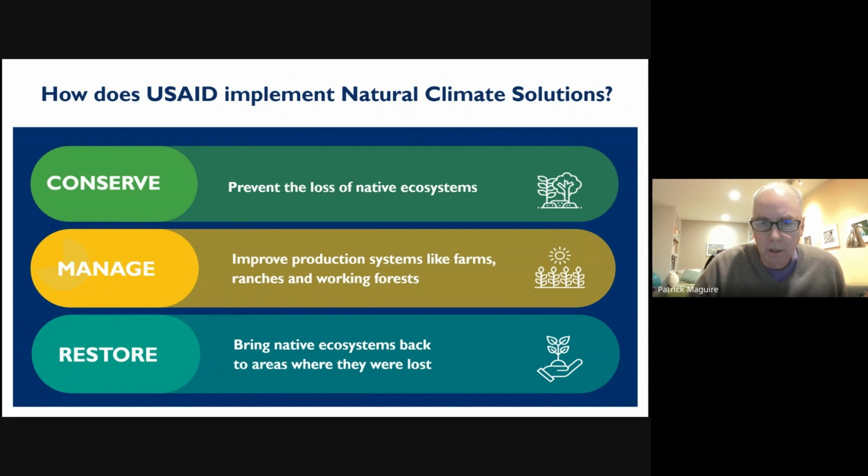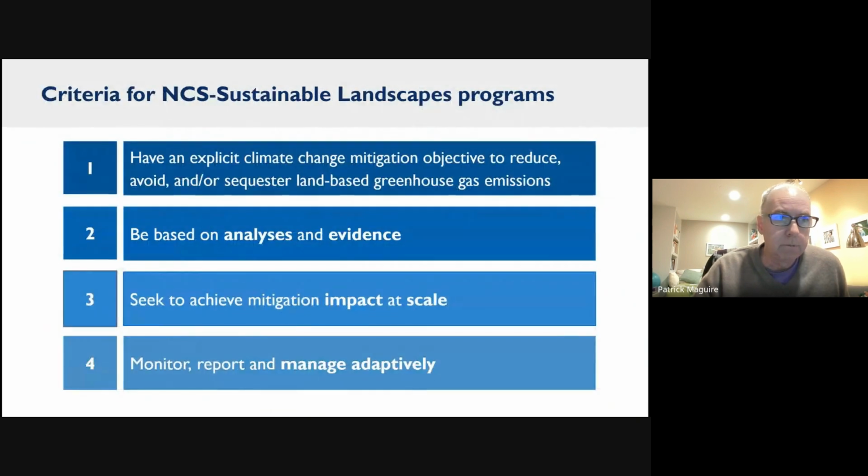It's partly because the management activities are a little bit more dispersed in terms of the amount of greenhouse gas mitigation you can get per hectare. Restoration work tends to be more expensive than conservation work. It's cheaper to keep a forest standing than to try and regrow a forest. All right, so the next slide.